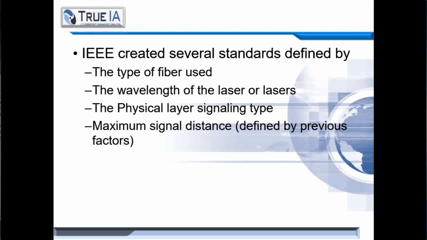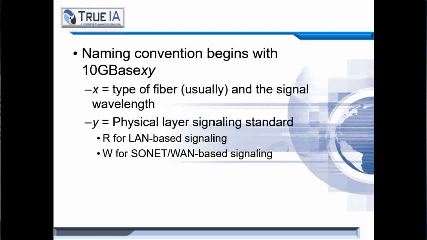So, in preparation, the IEEE created several different standards. Those standards are defined by the type of fiber used, the wavelength of the laser or lasers that are being used, the physical layer signaling type, and the maximum signal distance. All 10 gig Ethernet has the same naming convention. You'll see it annotated as 10G base and then an X for the type of fiber being used, followed by a Y, which indicates the physical layer signaling standard. For instance, R would be for LAN-based signaling and W would be for SONET or WAN-based signaling.